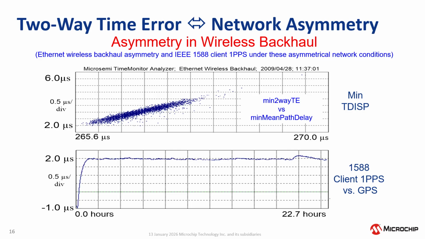The lower plot shows a measurement of an IEEE 1588 client subjected to this network asymmetry. And what can be seen there is that after a period of 30 minutes or so, the client settles in on a value of 2 microseconds, matching what would be predicted from the network measurement.